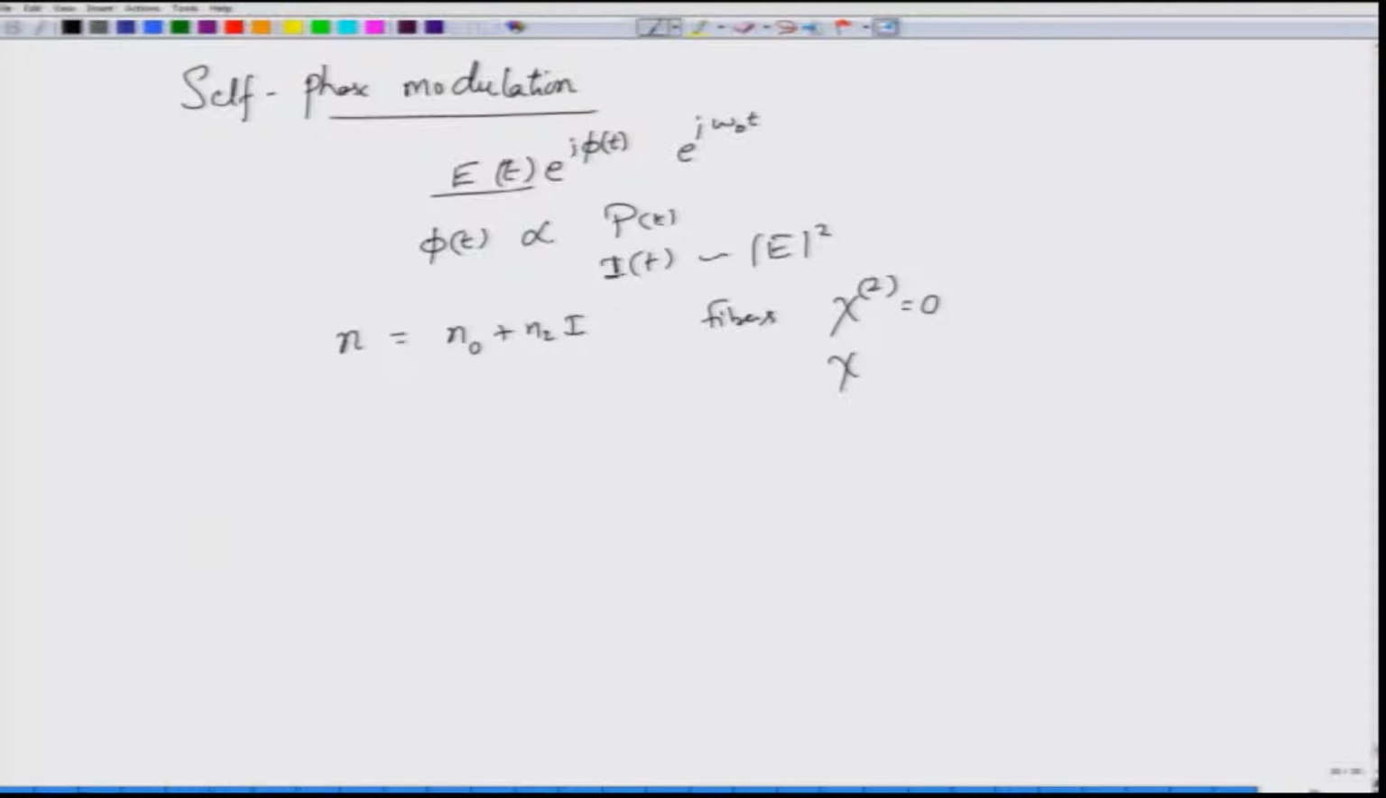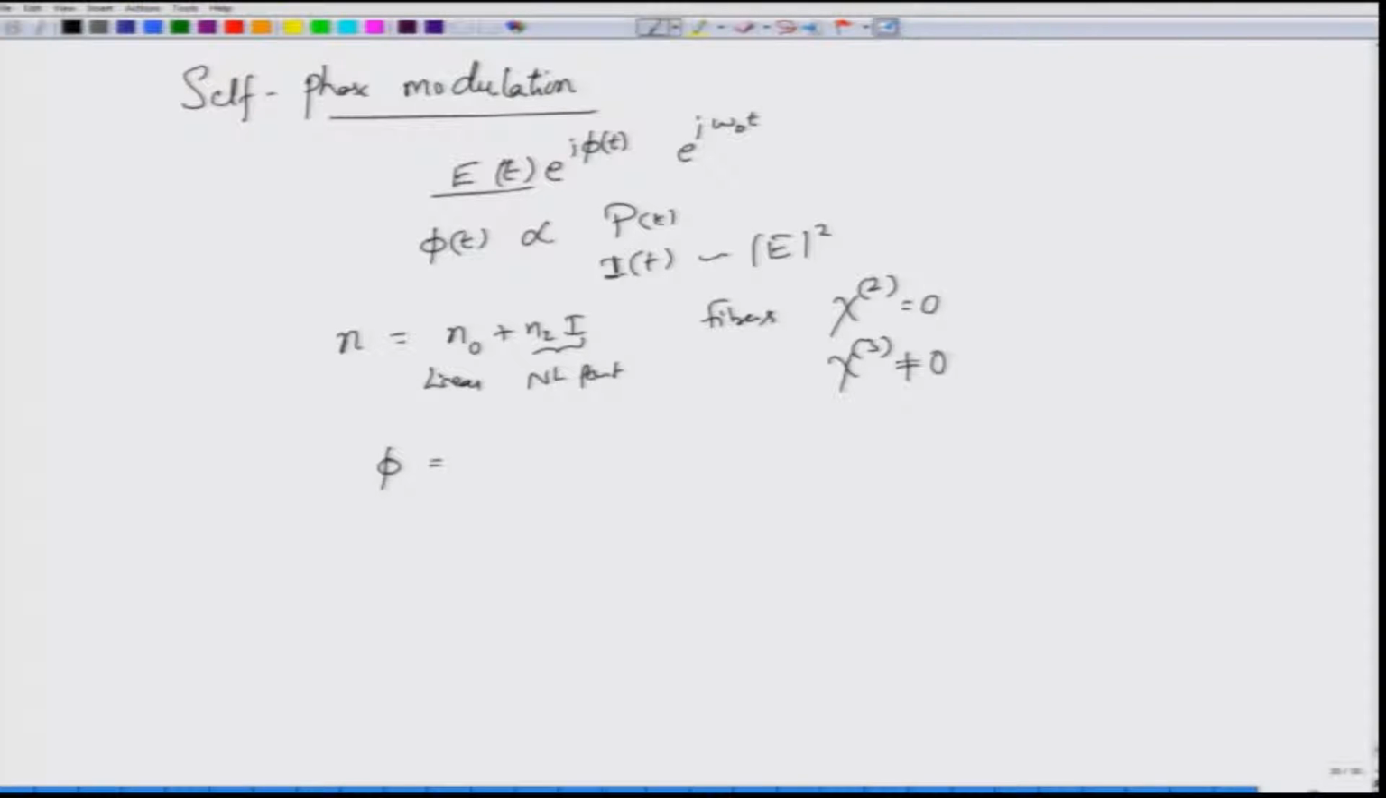So, the lowest order nonlinearity will be the chi3 term, okay, and this effect, chi3 into E into E into E, can be modeled as n2 into I by modifying the refractive index of the fiber. So, n0 is the linear part and n2 into I is the nonlinear part of the refractive index. You might say, what have we done by modeling the refractive index? Well, look at the phase.